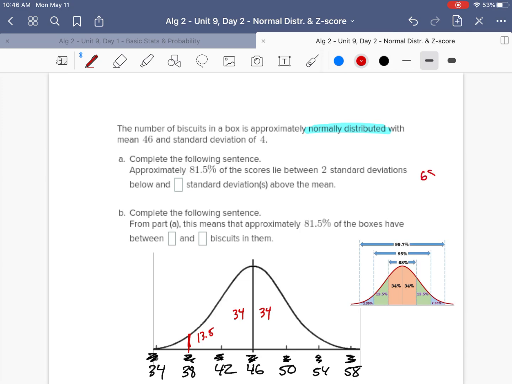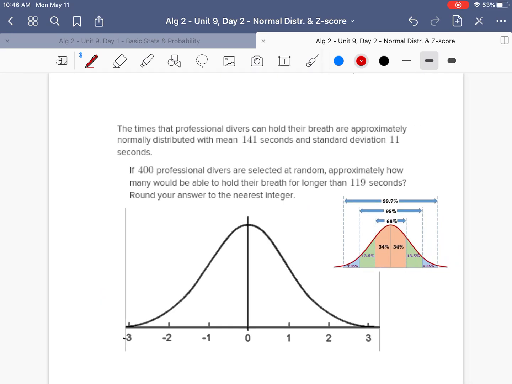So 34 and 34 is 68 plus 13.5. Let's see, 5, 1, carry 1, 6, 7, 8. Oh, I think I found it, 81.5. So if I stop right here, I will get to 81.5%. So this is the region that gives me 81.5%. So it's a little bit backwards of the ones we were given before. All right, so it lies between 2 standard deviations below, and it looks like I stop at 50, so that's 1 standard deviation above the mean. So from part A, this means that approximately 81.5% of the boxes have between 38 and 50 biscuits in them. Okay, all right.